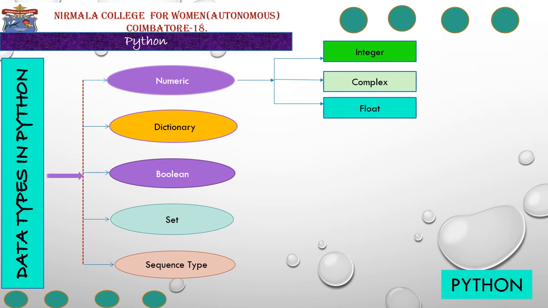Complex: a complex number contains an ordered pair like x plus iy or x minus iy and all those things.